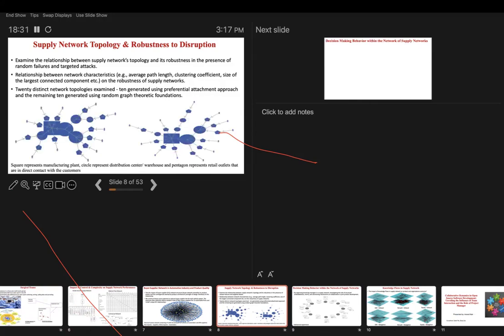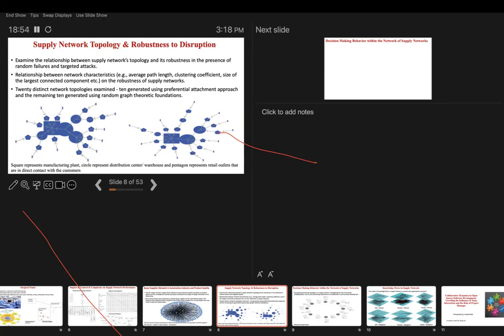But we were examining things like the structure, the topology of that network, and letting this network play a game in some way. So there's a buyer, there's a distributor, there's a supplier, there's a manufacturer, and we created different types of topologies based on scale-free or random network systems, and then tried to examine how robust they are.